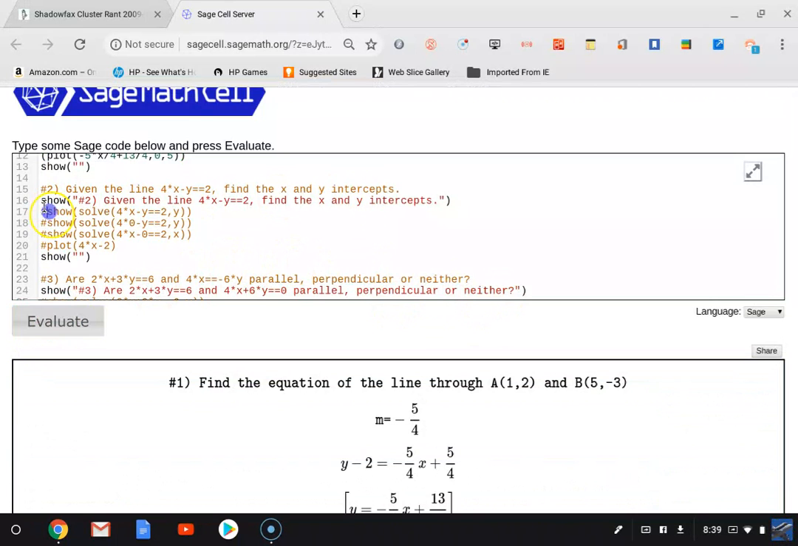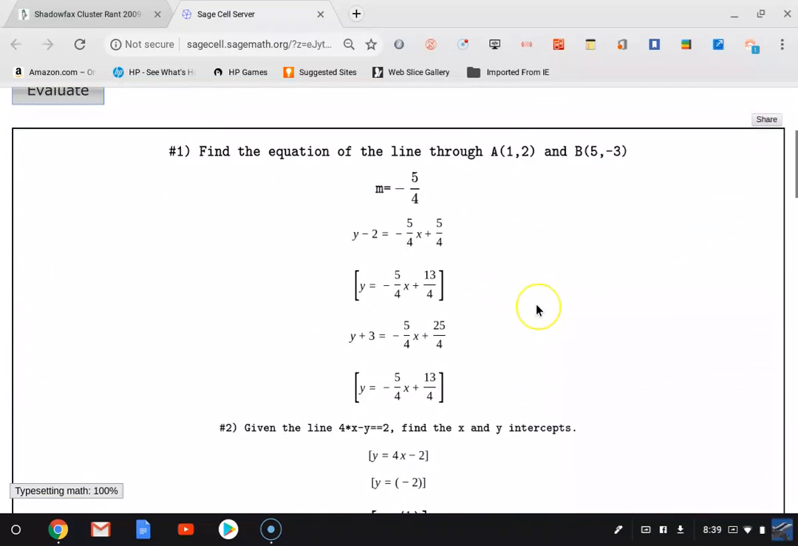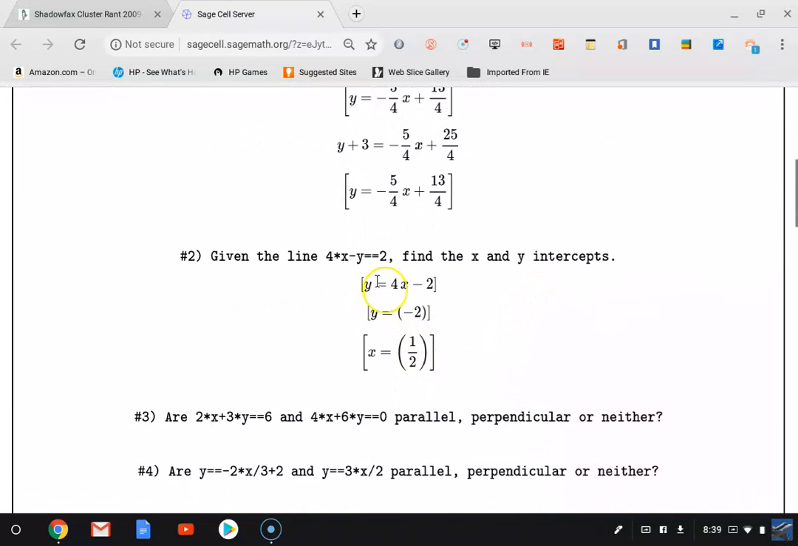What we did was we said, okay, let's solve for y just to get an mx plus b form. Let's solve for y when x is 0 to get the y-intercept, but we can see that in mx plus b form. And let's solve for x when y is 0, and then we're going to plot it. What are we plotting? 4x. Well, apparently 4x minus 2 is what you get when you solve for y. So number 2, right. So y equals 4x minus 2. So the y-intercept is -2, and the x-intercept is a half.